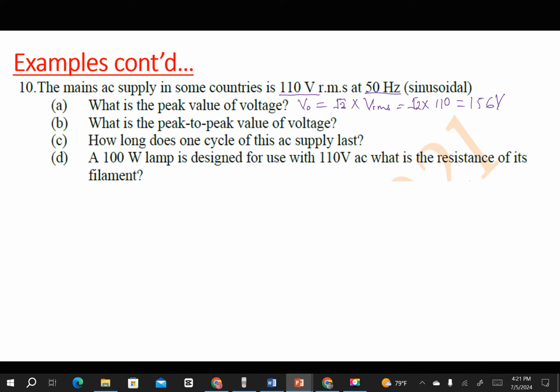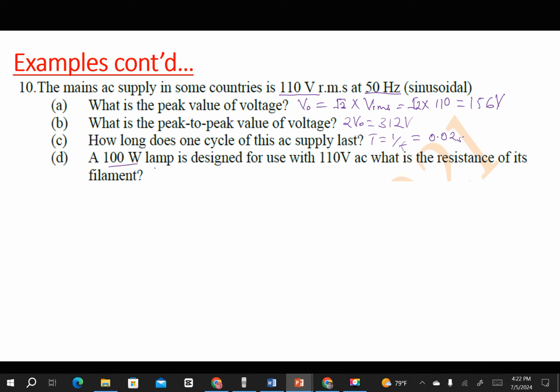What is the peak to peak value? Peak to peak is of course twice this. V naught upwards, negative V naught downwards, so the peak to peak is twice V naught. So I just multiply this by 2, which is 312 volts. Then how long does one cycle of this AC supply last? Period is 1 over frequency. 1 over 50 is 0.02 seconds.